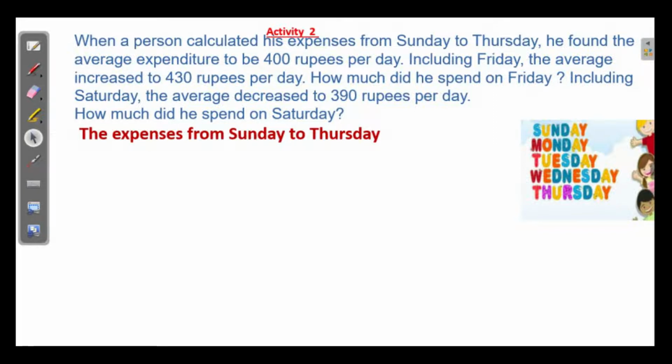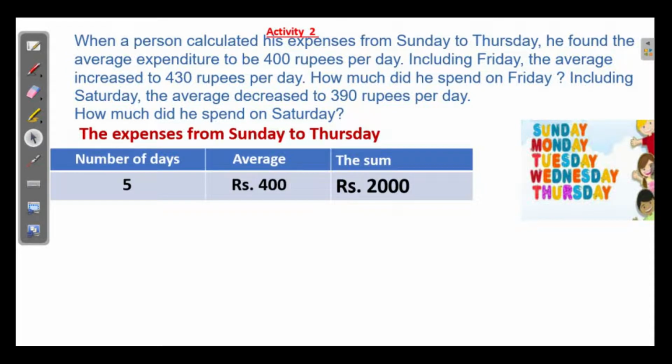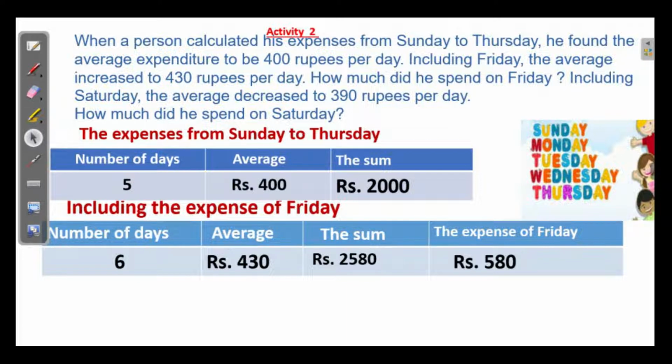The expenses from Sunday to Thursday. How many days? Sunday, Monday, Tuesday, Wednesday and Thursday. 5 days. Then let us write. Number of days is equal to 5. Average is rupees 400 and the sum is, how will you get the sum? The sum is equal to number into average. 5 fours are 20 and putting 2 zeros, we can do it in mind itself. It is 2000.